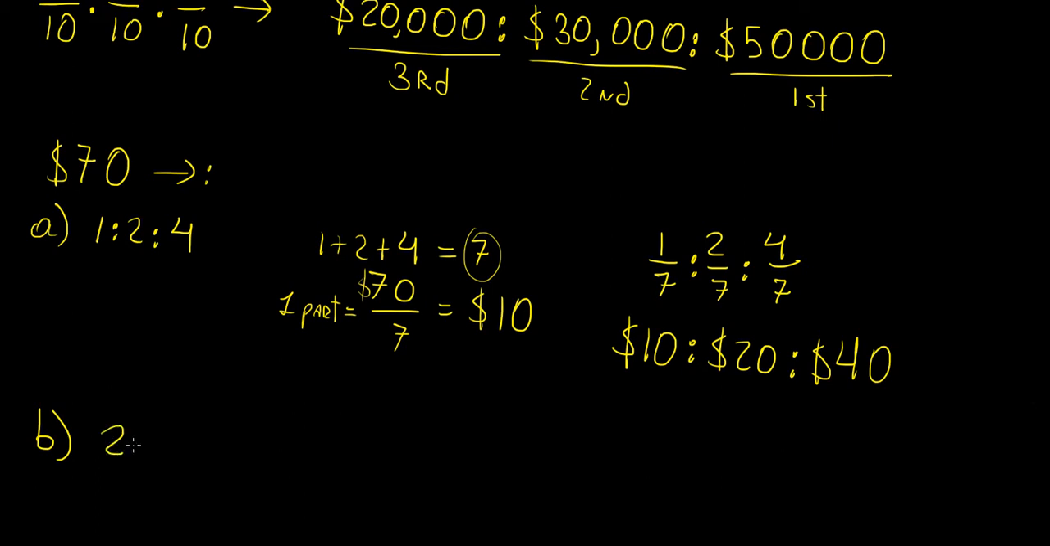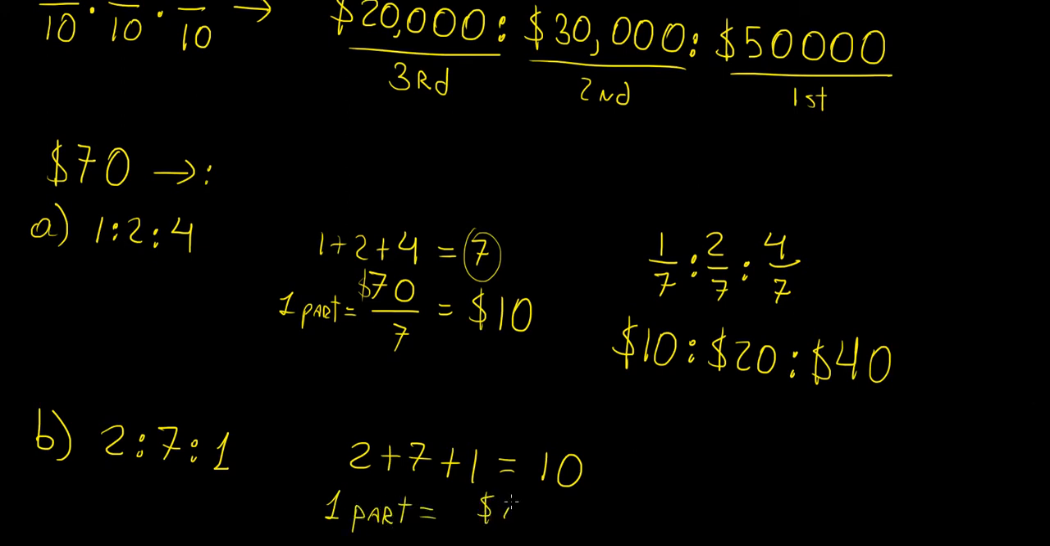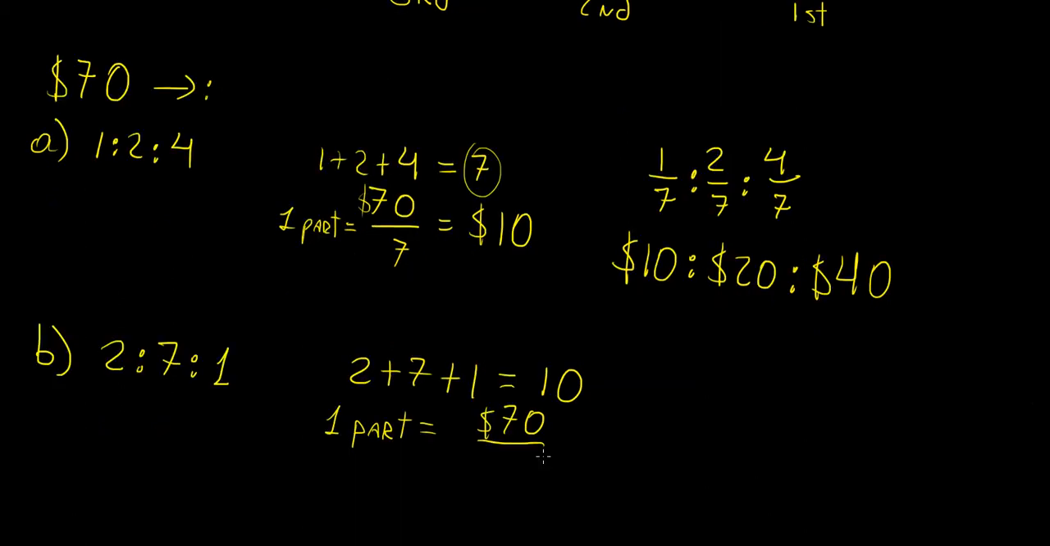Now let's say that we have a different ratio, something like 2 to 7 to 1. Once again, add up all the numbers here. So 2 plus 7 plus 1. That's going to be a total of 10. And that means the value of one part of this 10 is going to be 70 divided by 10. So that cancels out here, and we're left with $7. Now we're going to divide each of these by 10. So that's 2 parts out of 10, 7 out of 10, and 1 out of 10.